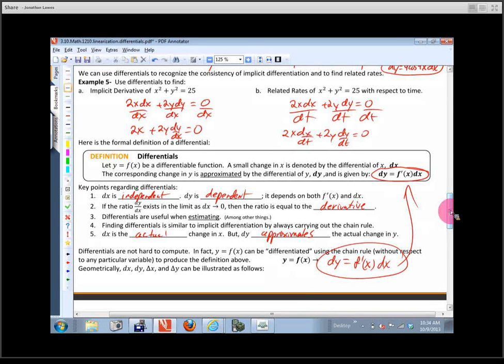Yep. It's finding the derivative of whatever the outside function is. So if you've got y equals a function of x, then you literally find the derivative of the outside, leave that x alone, and then take whatever that derivative is, put it in parentheses, and multiply it by dx. We'll do a couple of examples here.